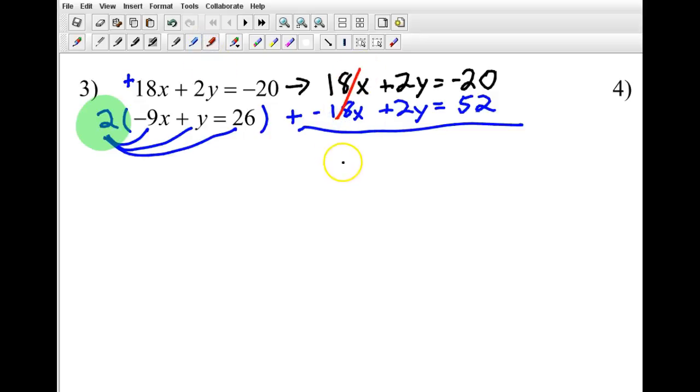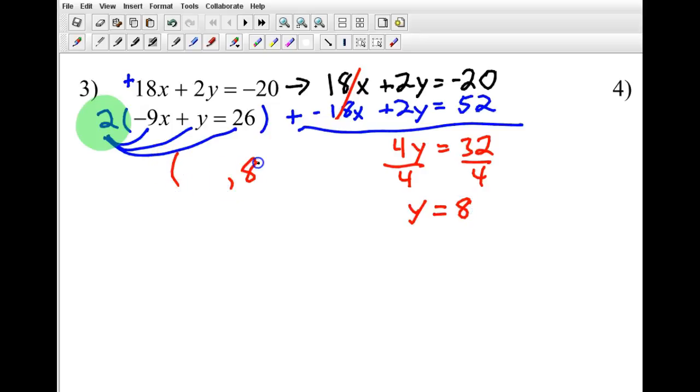So we can finish that up. That's 0. 2 plus 2 is 4. 52 minus 20 is 32. And then we can divide everything by 4, get y equals 8. So I have half my answer. I have the second part of the answer. It's going to be something comma 8. And now plug that back in into either of the original equations. Don't plug it back into the one we multiplied and got, but one of the original 2 that are printed on the paper. Top or bottom doesn't matter.